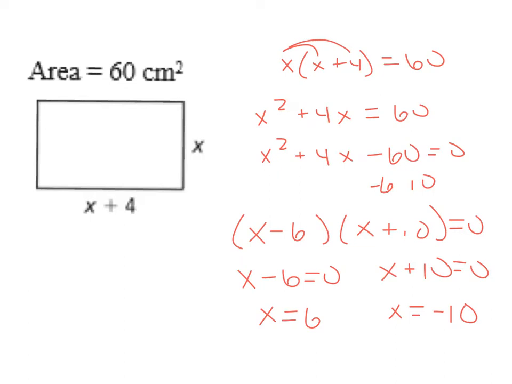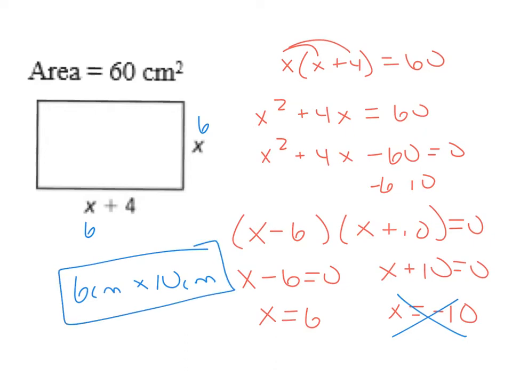Now again, only one of these works. You can't have a negative length. So I'm going to plug 6 in here and 6 in here. So I've got 6 centimeters by 10 centimeters is my answer.